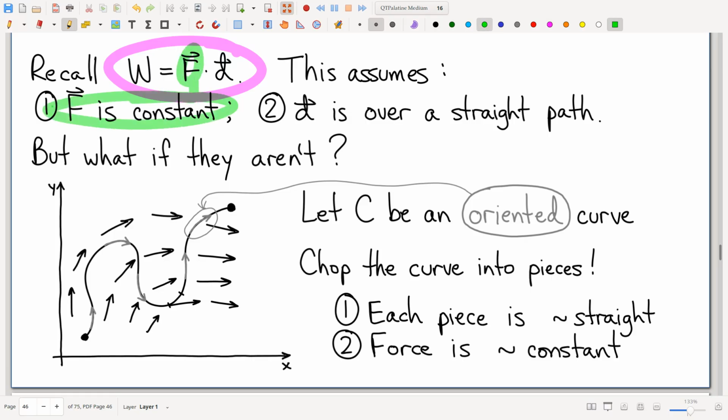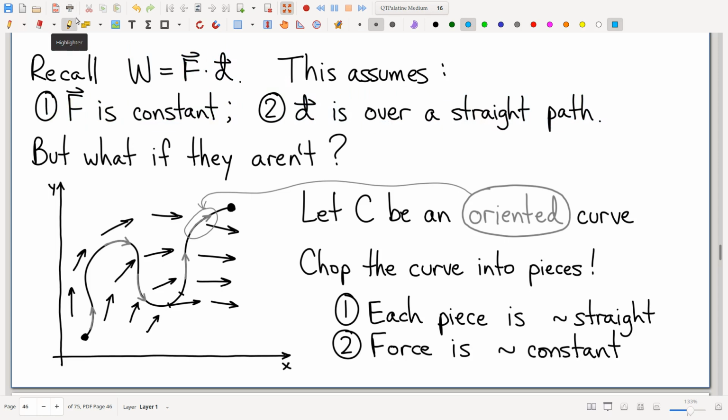It assumes that the force is constant. Life doesn't work that way. It assumes also that the displacement is over a straight line path. And, well, yeah, not always going to happen like that, is it? Right? So we got a problem. If we want to generalize this to the more real-world relevant scenario of a curved path on which the force vectors are not constant, right? What do we do? You can't use that formula up there.